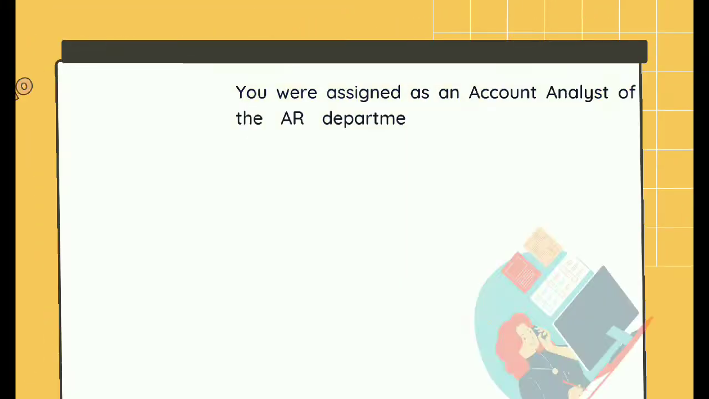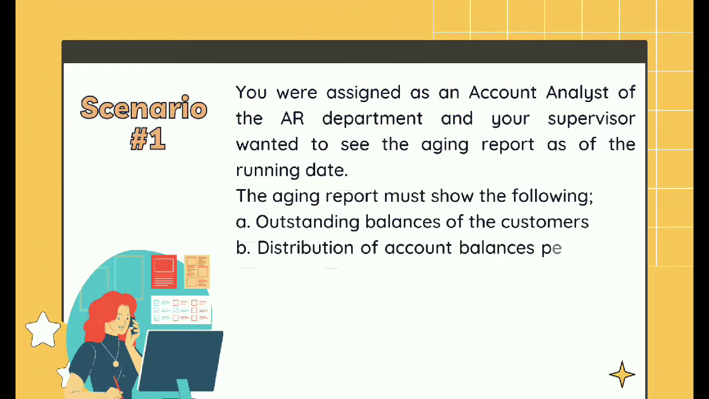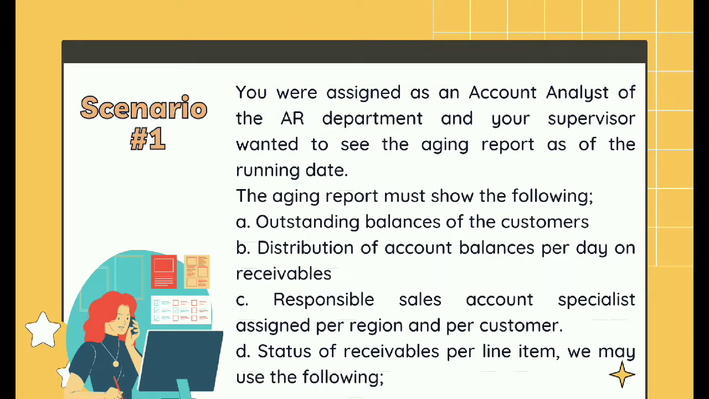The first scenario is you were assigned as an account analyst of the AR department and your supervisor wanted to see the aging report as of the running date. The aging report must show the following: A. Outstanding balances of the customer. B. Distribution of account balances per day on receivables. C. Responsible sales account specialist assigned per region and per customer. And lastly, the status of receivable per line item.